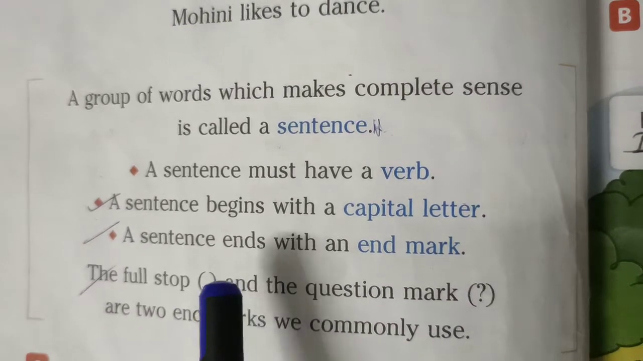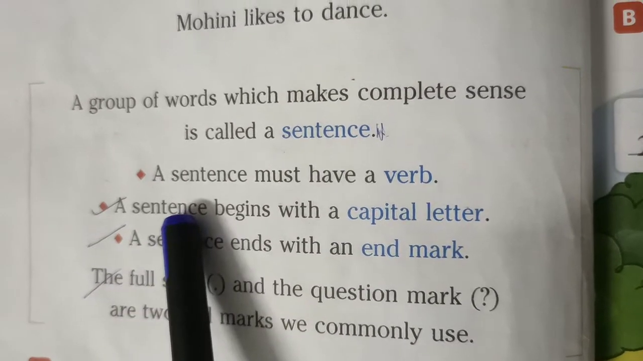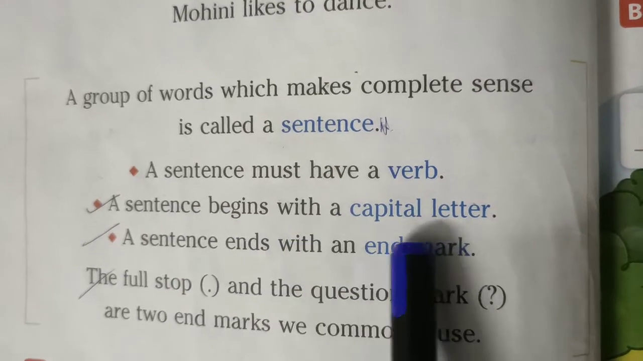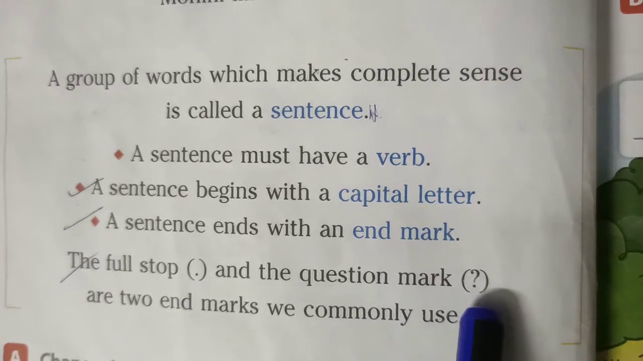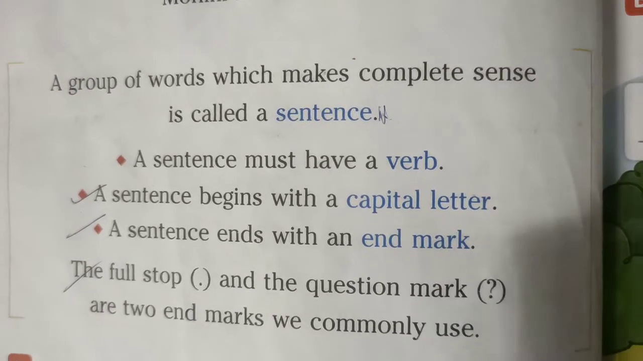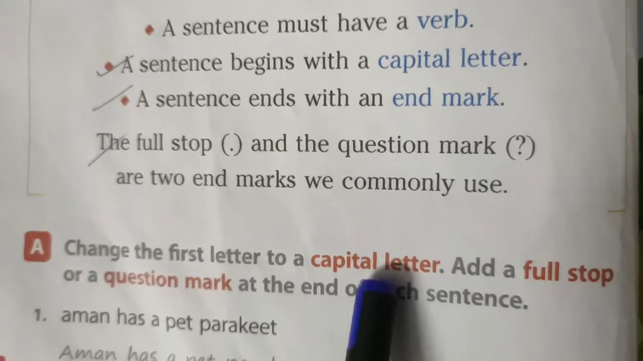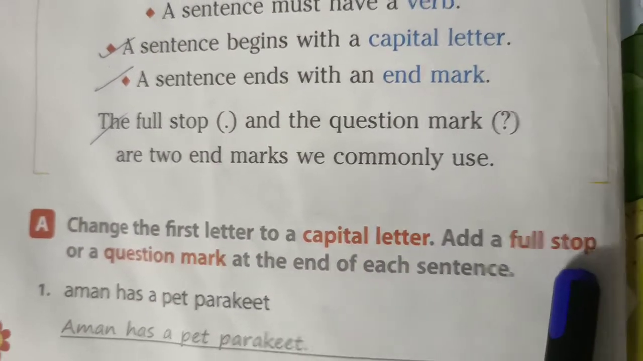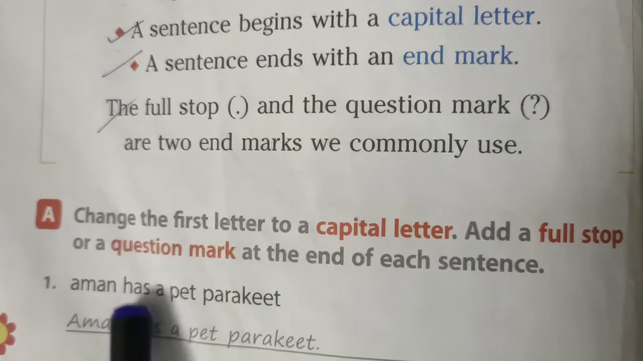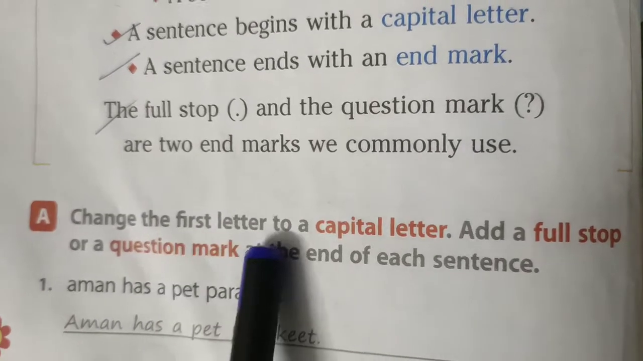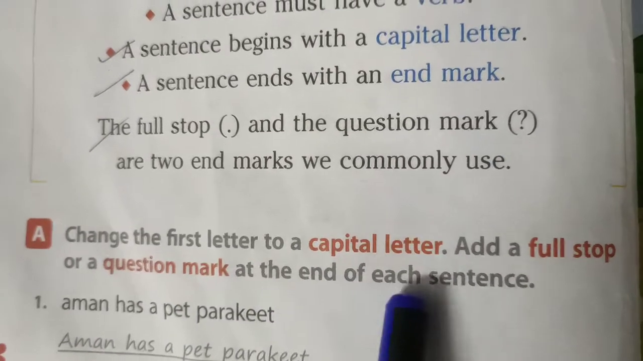Okay, then when we are writing a sentence, we should start with a capital letter. A sentence begins with a capital letter, then ends with a full stop, or otherwise a question mark. Understand? Then see the exercise. Change the first letter to a capital letter and add a full stop or a question mark at the end of each sentence.